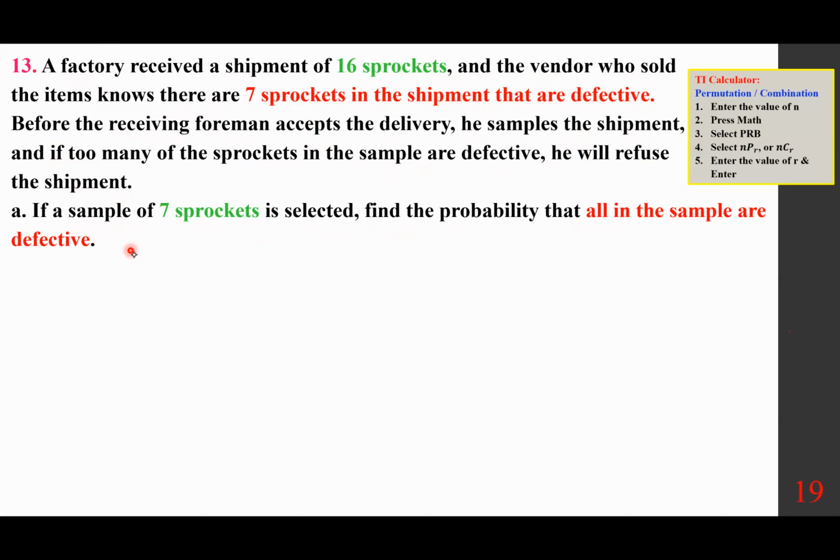Excellent. Again, we are dealing with the probability of all defective. That means n of all defective over n of s. So first, let's discuss n of s. We have 16, and we're going to choose 7. That's the denominator.